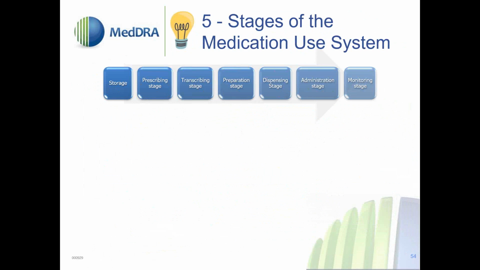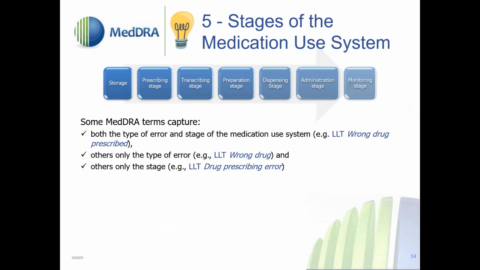One of the principal MedDRA coding rules, code as specifically as possible, capturing the full information of what has been reported, also applies to coding of medication errors. Meaning that if a specific error is reported that occurred at a specific stage of the medication process, we should capture the full information, the type of error, and the stage where the error occurred. You'll see that MedDRA contains many terms that capture both the type of error and the stage, like, for instance, LLT wrong drug prescribed.